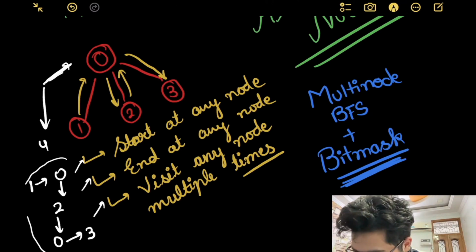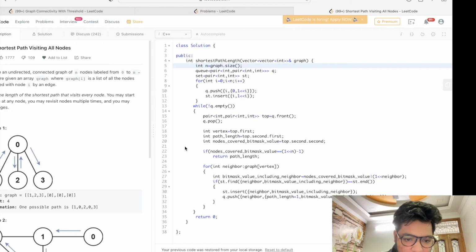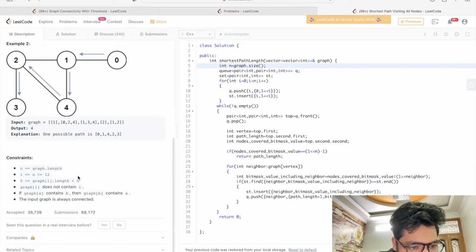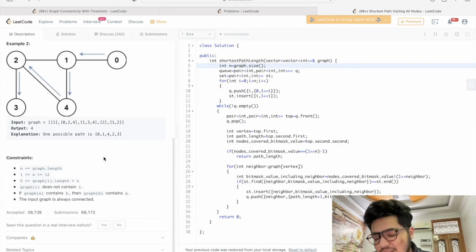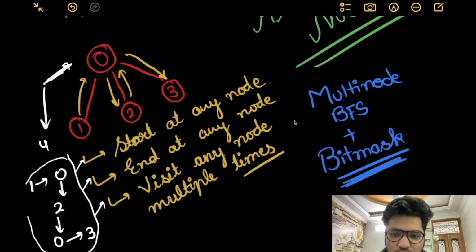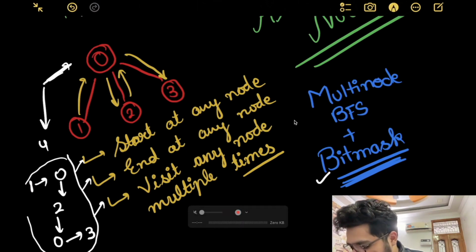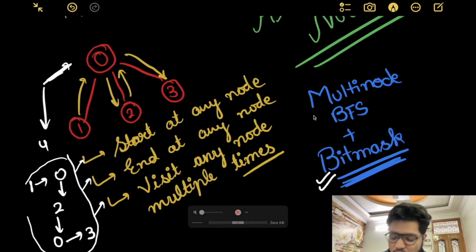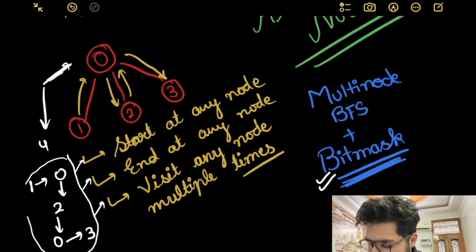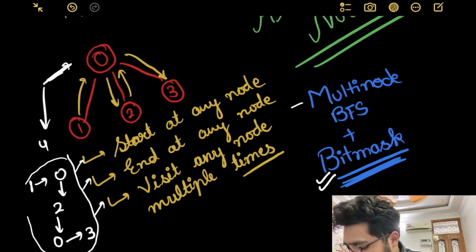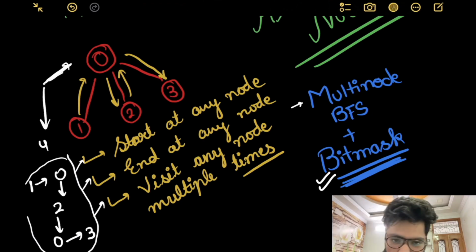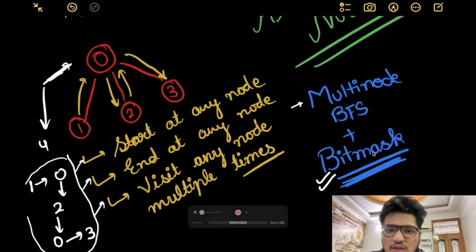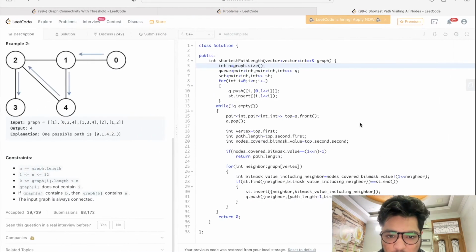Now let us look at the constraints. The constraints are very low, n is in the range of 1 to 12. So it should give us an intuitive idea that we could use bit masking for storing the nodes visited. Basically, the approach I am following to solve it is using multi-node BFS along with the bit mask. Let me go through the code and explain along to help you understand.